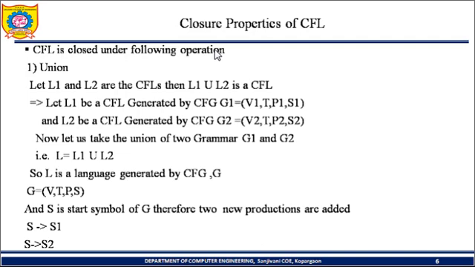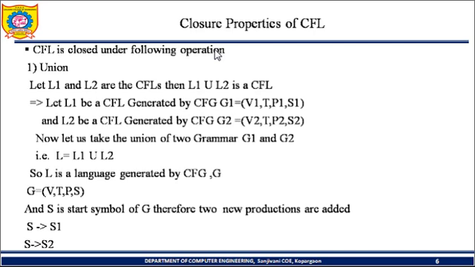Now, closure properties of CFL. CFL is closed under three operations. One is union: CFL is closed under the union operation. CFL is closed under the concatenation operation, and CFL is closed under the Kleene closure operation. So we'll see them one by one.